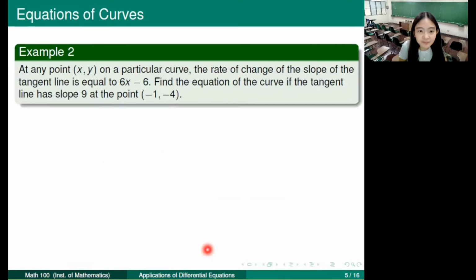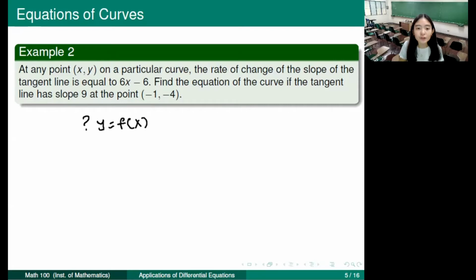Okay, next tayo. Still on equations of curves, so basahin ko ang ating problem. At any point xy on a particular curve, the rate of change of the slope of the tangent line is equal to 6x minus 6. Find the equation of the curve if the tangent line has slope 9 at the point -1, -4. Okay. So, yung pinapahanap sa atin ay isang curve ulit. So, actually still y equals f of x.